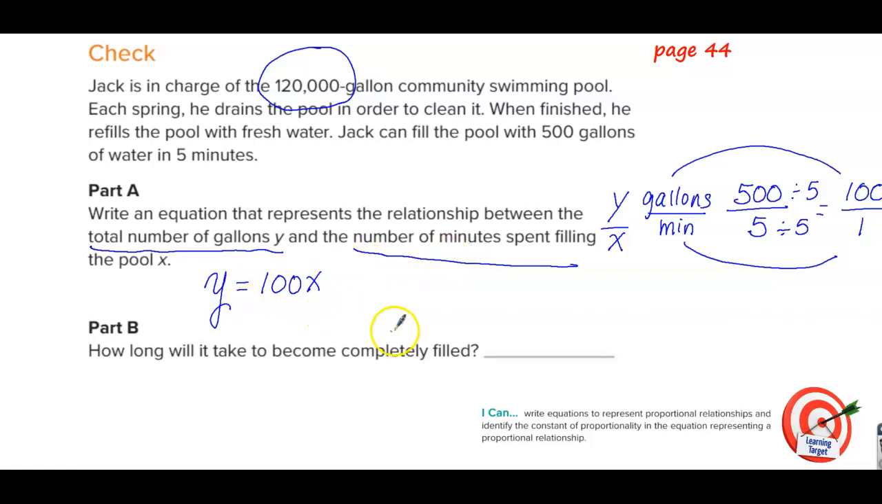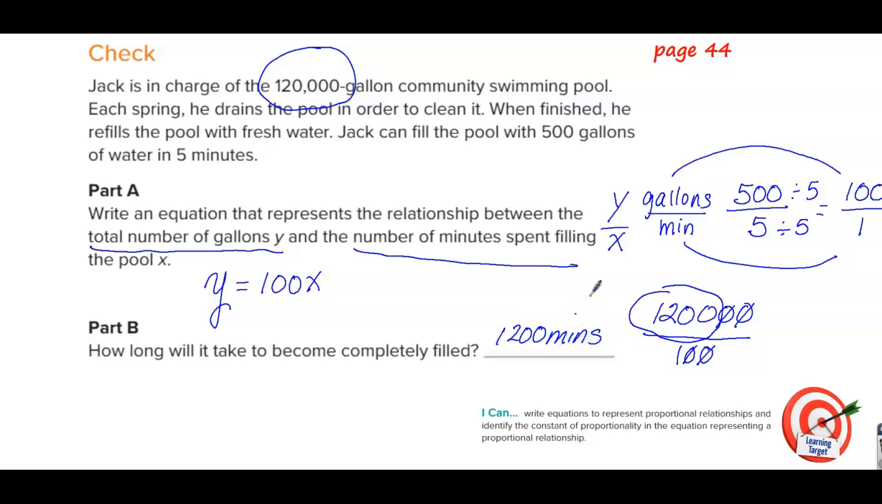So how long will it take to become completely filled? Now we need this 120,000 number. We know it holds 120,000 gallons. And we want to know how many 100 gallons is that, because each 100 gallons is another minute. Well, there's a little trick you can do dividing like this. You can cancel that 0 and cancel that 0. And what's left is your answer here. So 1,200 minutes.